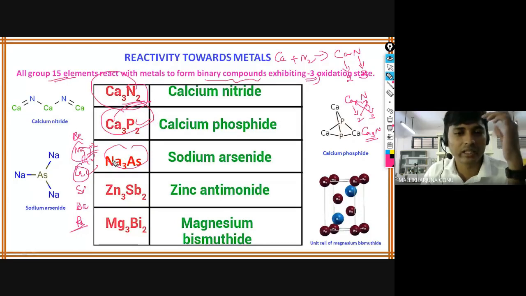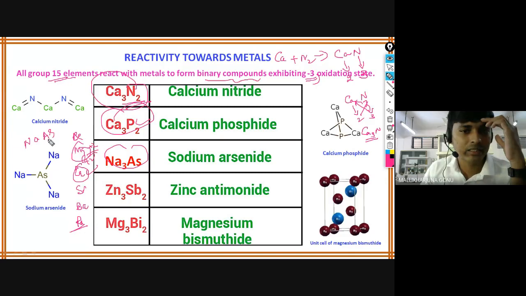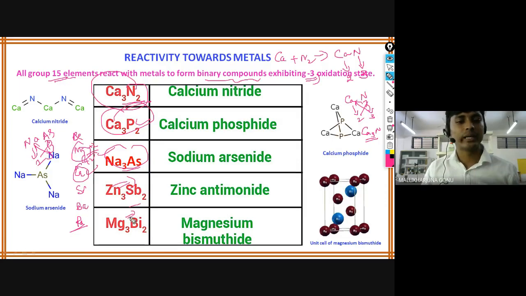You can see, in the case of Na3As, how is it forming? Na and As, sodium arsenide. The valence of sodium is 1, arsenic valence is 3. So 3 numbers of sodium will be there, arsenic will be 1 number. The same you apply everywhere and you can remember that one.